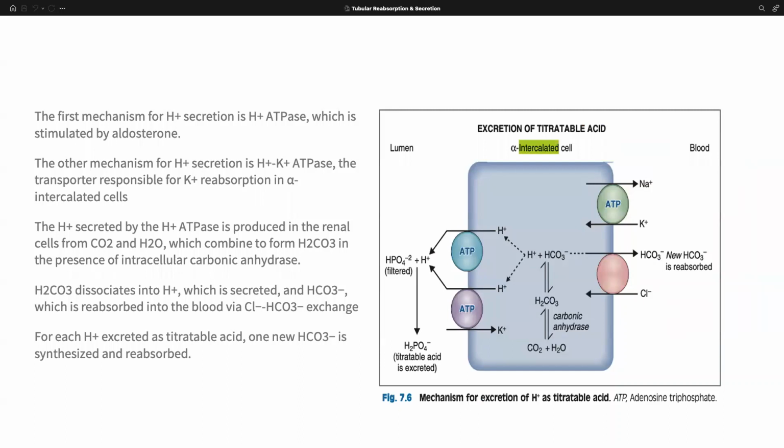So this is an example of an alpha intercalated cell. As you see, it's mostly responsible for the balance of H plus ions in the body. As you can see, there's the carbonic anhydrase, and this is the whole function of how it works. It's not too high yield, and Mustaq explained it to you as well in PCTs. It's about the same action, but just remember the alpha intercalated cells are for H plus ions, and principal cells are for sodium and potassium. This also does potassium, but the one differentiating factor is the H plus ion.